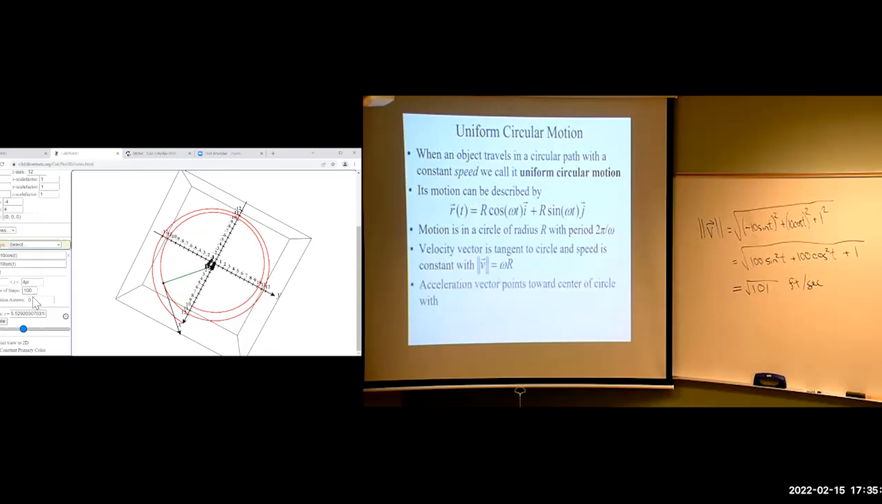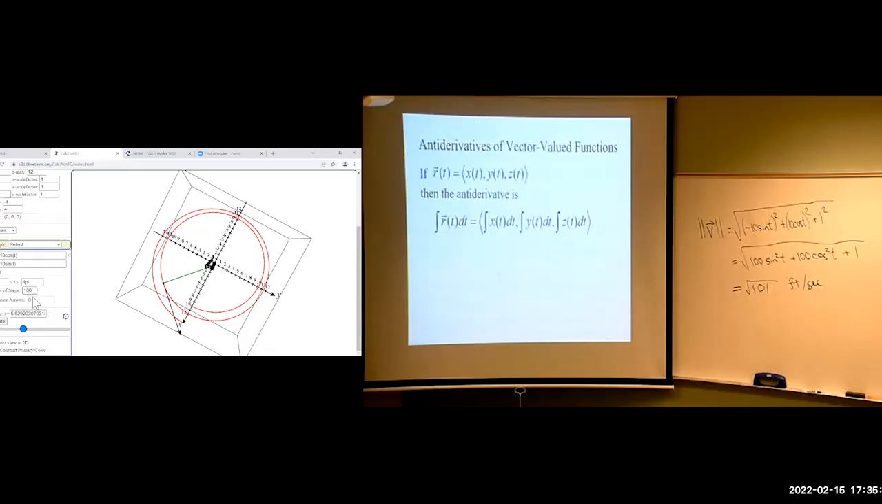We're not going to do that, but I want to go on. Just last thing we're going to talk about, antiderivatives of vector valued functions. Well, hey, we just saw taking derivatives of vector valued functions. We can go the other direction too. For instance, if we have a velocity vector and we want to recover the position vector, we would do the antiderivative. So you're just doing the antiderivative of each component.